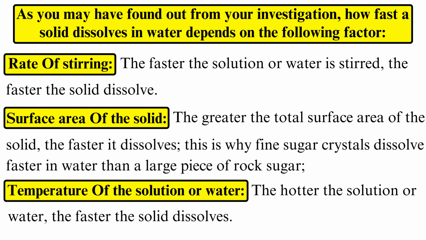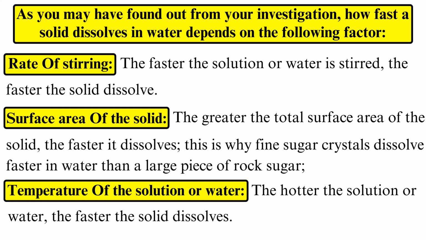As you may have found out from your investigation, how fast a solid dissolves in water depends on the following factors. Number 1, rate of stirring. The faster the solution or water is stirred, the faster the solid dissolves. Number 2, surface area of the solid. The greater the total surface area of the solid, the faster it dissolves.